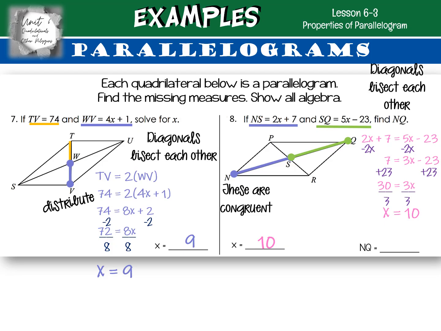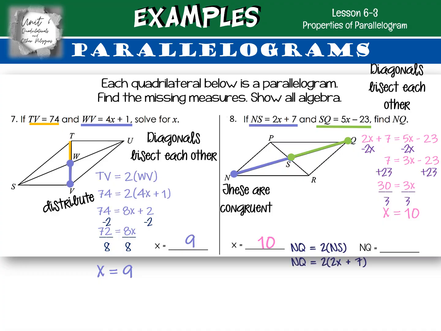We need the length of segment NQ, and NQ is the entire thing. So there's more than one way we can do this. We can substitute into one of the expressions and double it. We can add the two expressions together, get an algebraic expression for that and substitute in and get our answers. So there's more than one way you could attack this.